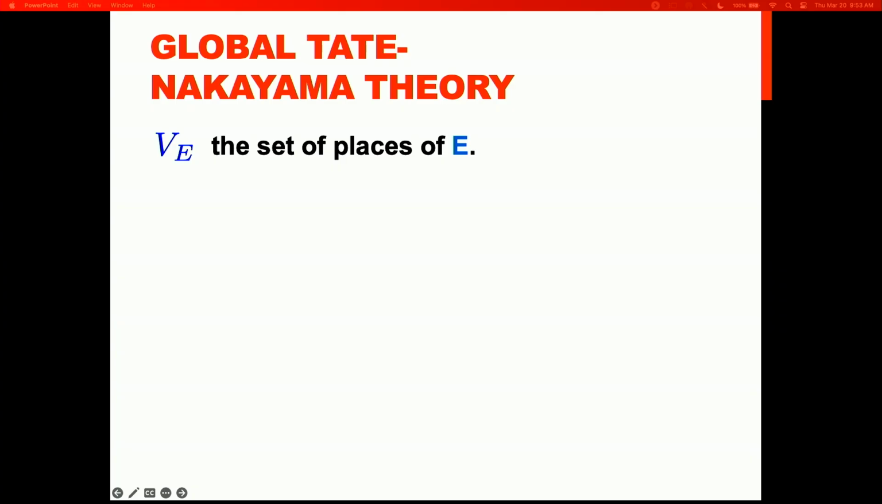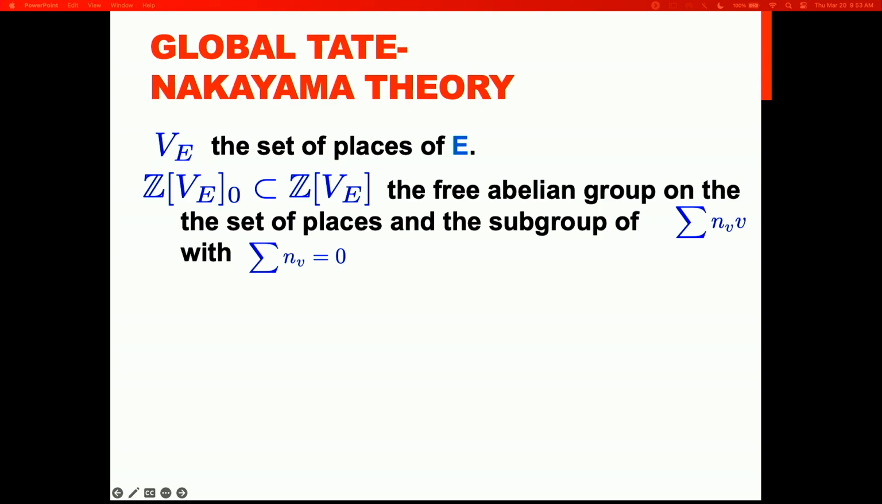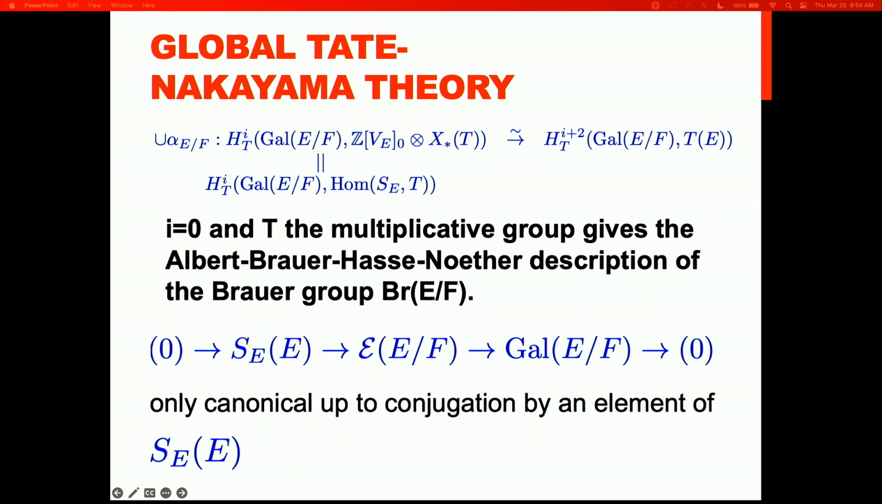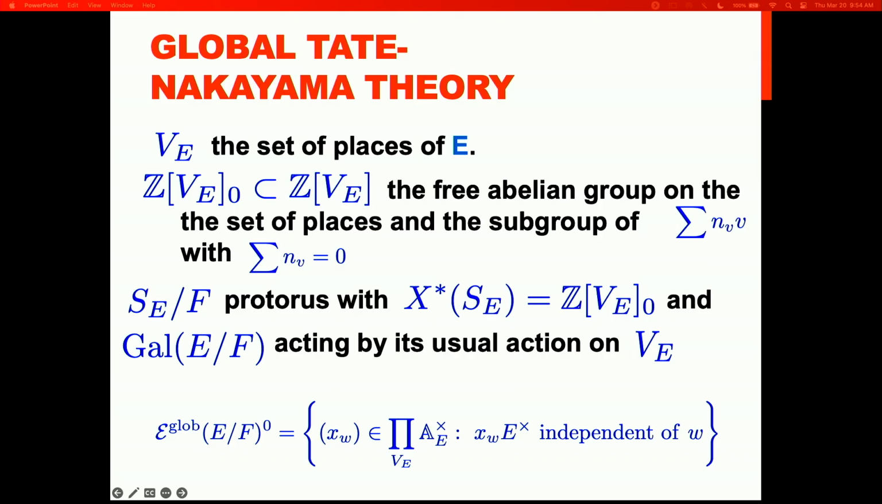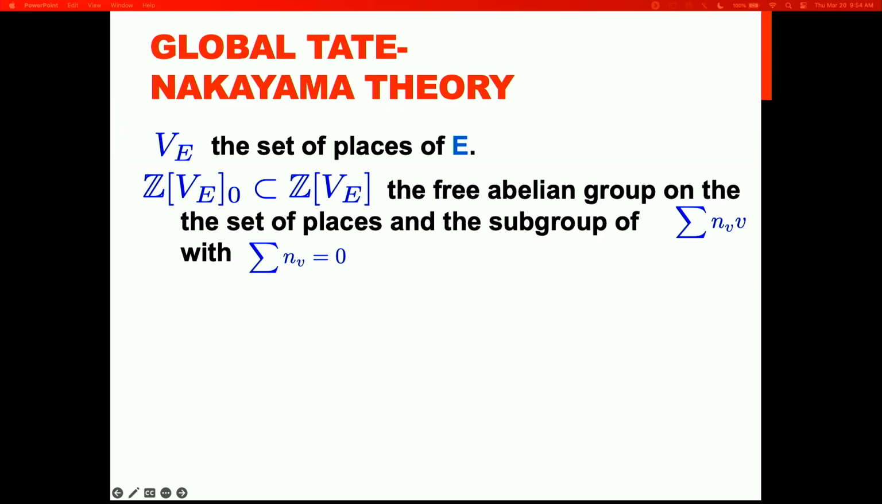So let me write V_E for the set of places of the field E. It comes with a natural action of the Galois group of E over F, permuting the places. And then let me look at the free abelian group with basis the places of E, and the subgroup of those formal sums sum of n_v times v, such that the sum of the coefficients is 0. So this is a subgroup in here with quotient group Z, of course.